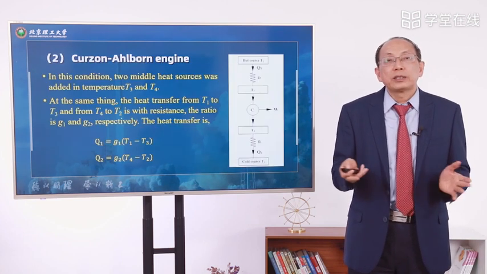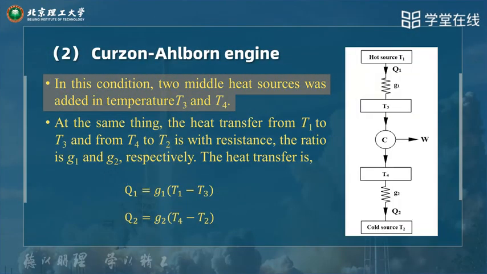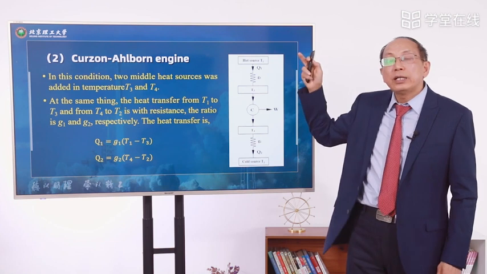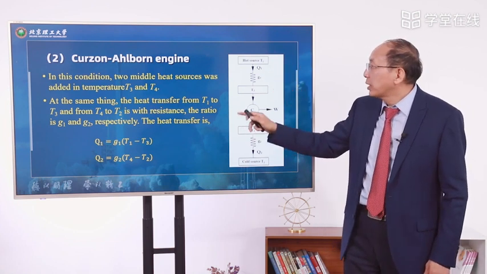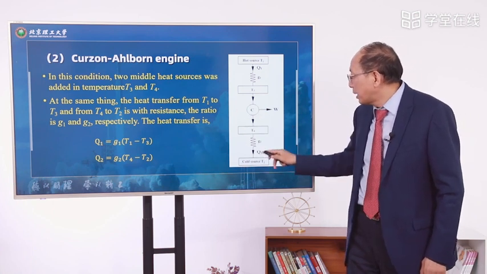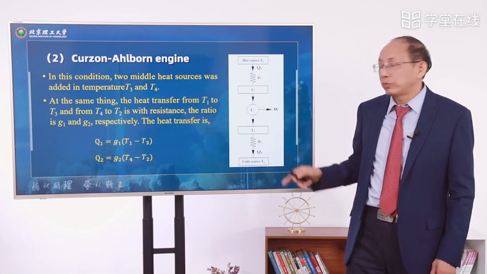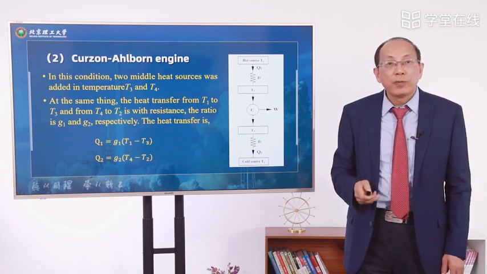Okay, the next example is the Curzon-Ahlborn engine. In this condition, two middle heat sources are added at temperatures T3 and T4. The Novikov engine only adds a resistance here, but the Curzon-Ahlborn engine adds another resistance at the low temperature side of the engine, making another source T4.